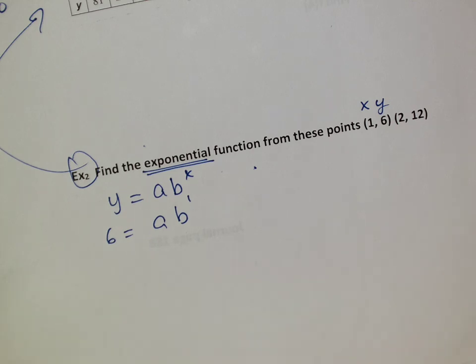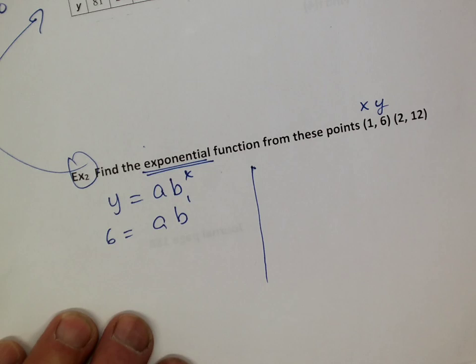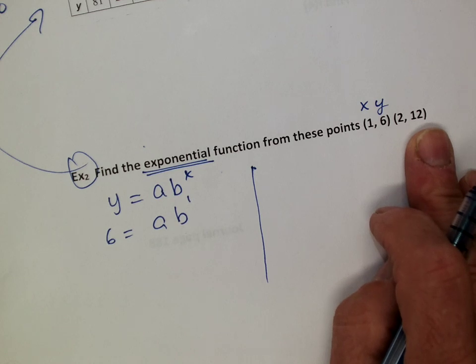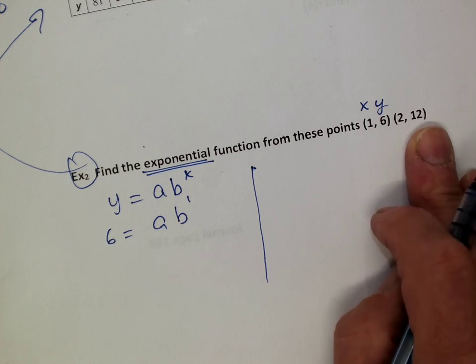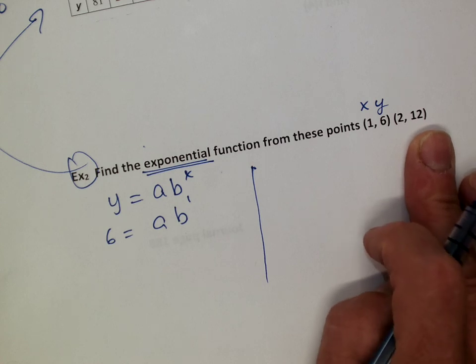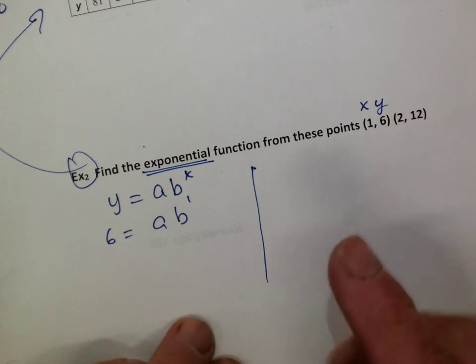I got 2 variables, bummer, okay? I could then make a second equation with the other point, okay? If I have 2 variables, I need 2 equations. I've said that before. I know I've said that before, right? So let's do this again.